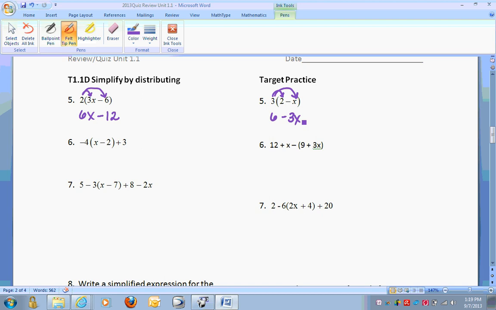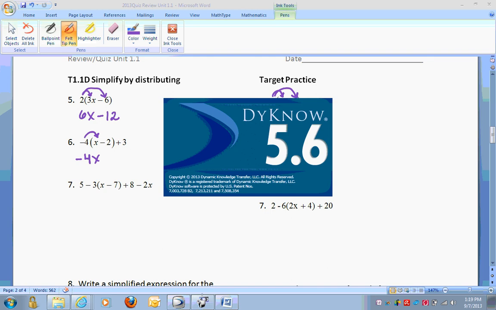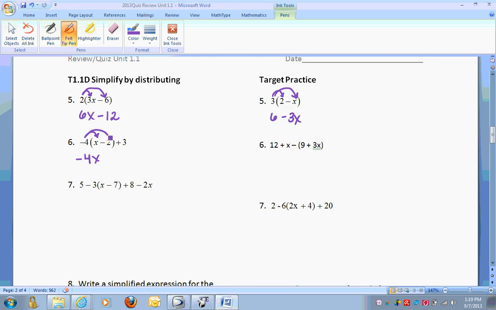All right, on number 6 under the simplifying by distribution, we're going to multiply -4 times x, and that gives me -4x. Notice I'm bringing that negative sign in front of the 4 with it. Now I'm going to multiply -4 times -2, and that gives me +8, because the negative times the negative gives me a positive.